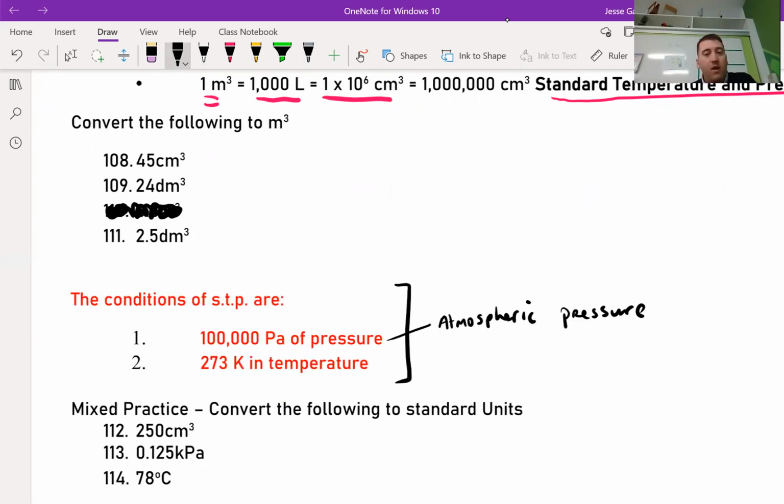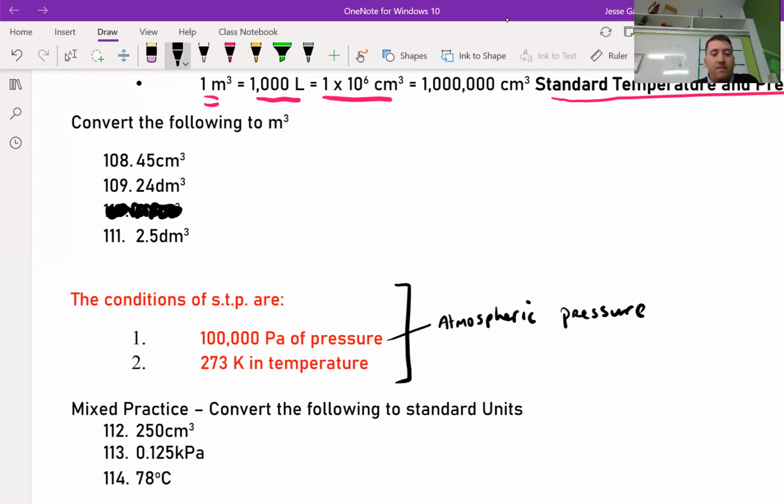So in our room, in our lab today, or in our home, it's probably very close to this number for our standard pressure. This is just what the atmosphere puts on us. If we increase the pressure, then it will go up. If we somehow decrease the pressure, then it will go down. And then this here, 0 degrees Celsius, or 273 Kelvin, is our standard temperature. So it's something that we need to be aware of.